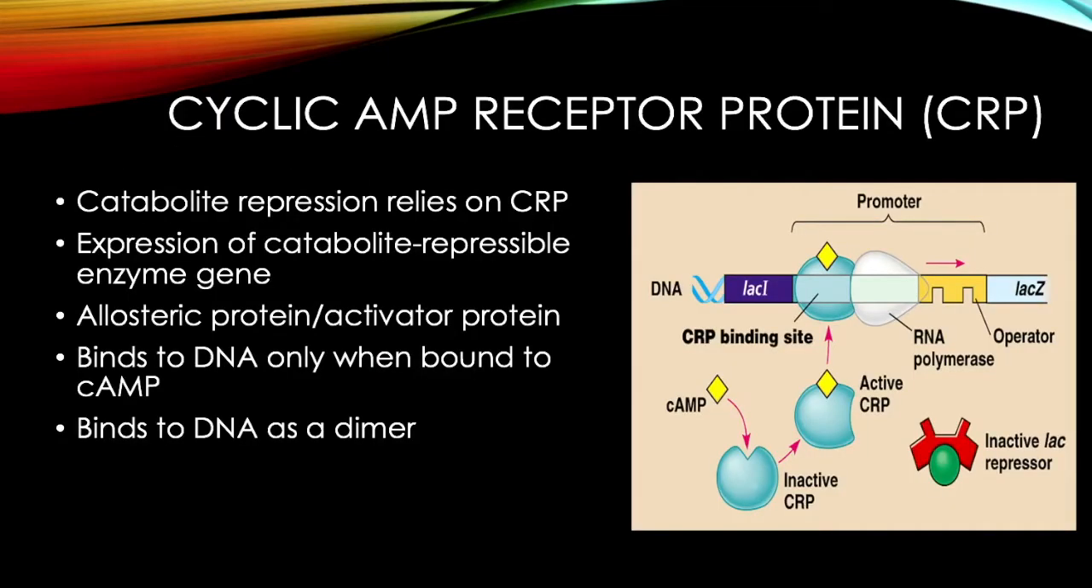One of the main key players of catabolite repression is an activator protein called the cyclic AMP receptor protein. A gene that encodes a catabolite repressible enzyme is expressed only if CRP binds to DNA in the promoter region. This allows RNA polymerase to bind to the promoter. CRP is an allosteric protein and binds to DNA only if it is first bound to a small molecule called cyclic adenosine monophosphate, also known as cAMP or cyclic AMP.